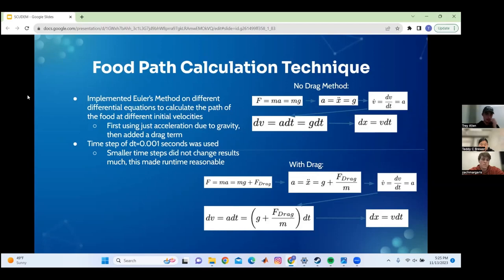So yeah, the first part of our project looks at this with no drag. The second part looks at it with drag and also looks at a few different shapes with drag. We used a time step for Euler's method of 0.001 seconds because we noticed that smaller time steps did not really change the results much, didn't make them much more precise, while keeping the runtime at a reasonable number.